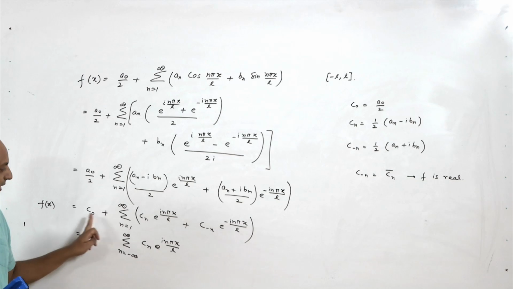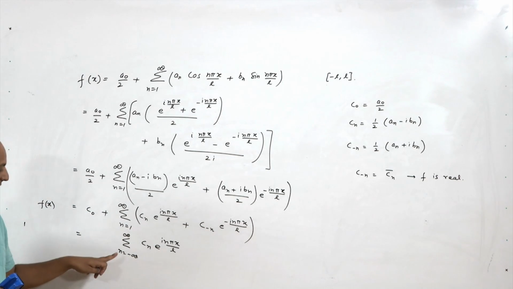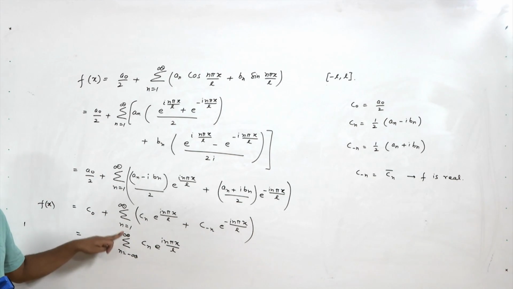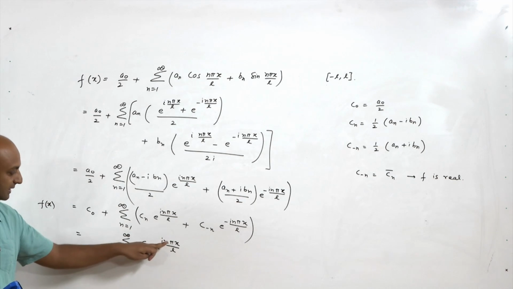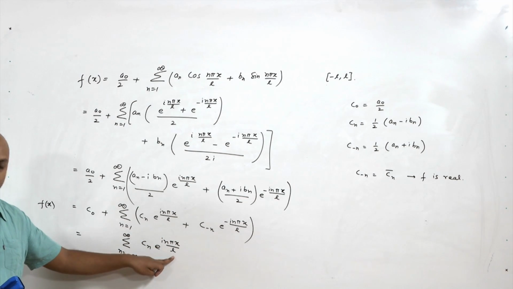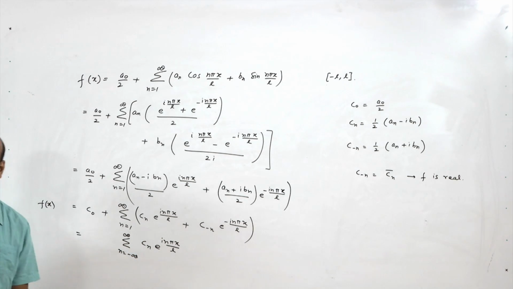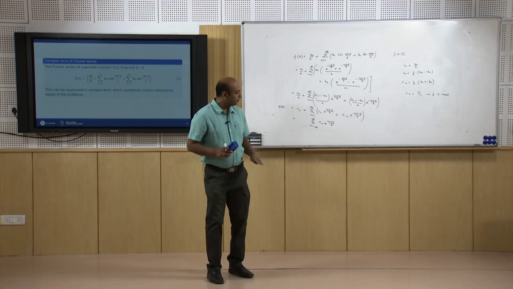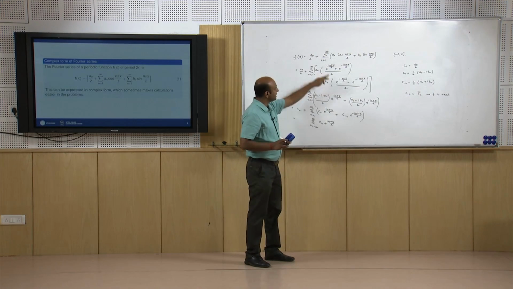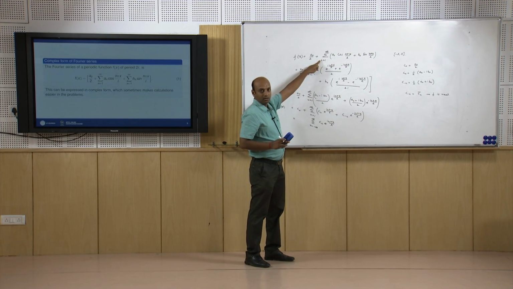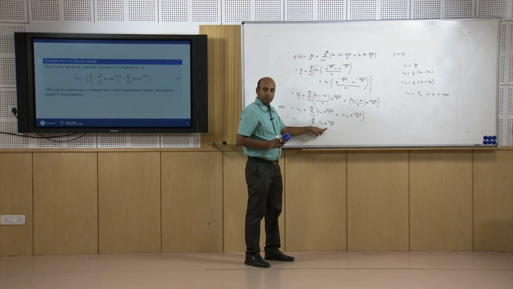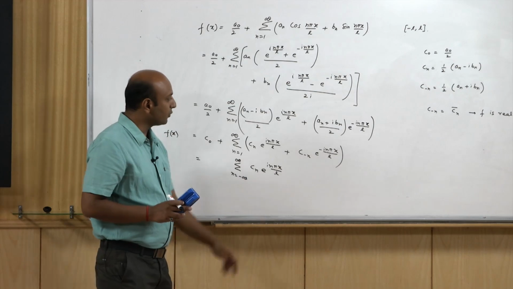So, when we combine all these terms, it is nothing but n varying from minus infinity to plus infinity, C_n e^(i n pi x / L). So, this is the complex form of the Fourier series. The Fourier series can be represented in this way or in this way; both are equivalent. So, this is the complex form of the Fourier series.